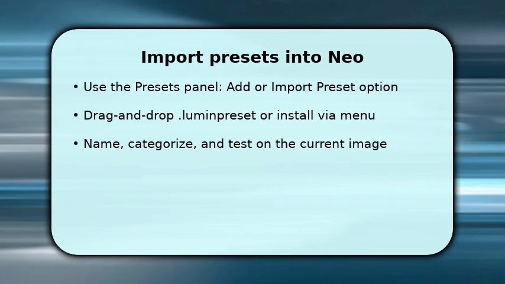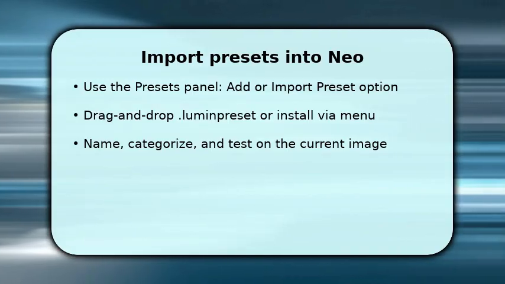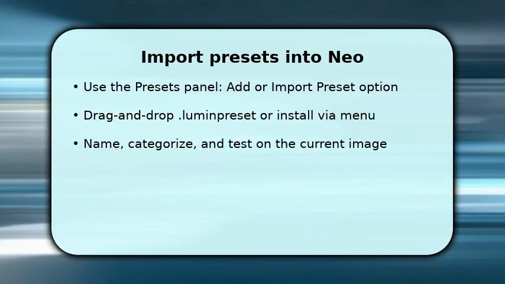Next, open the Presets panel and choose Add or Import Preset. Neo accepts .lumen preset and some XMP types. You can drag files directly into the panel or use the import dialog to place them into a custom category. Name each preset clearly and assign a folder so you can find it later.